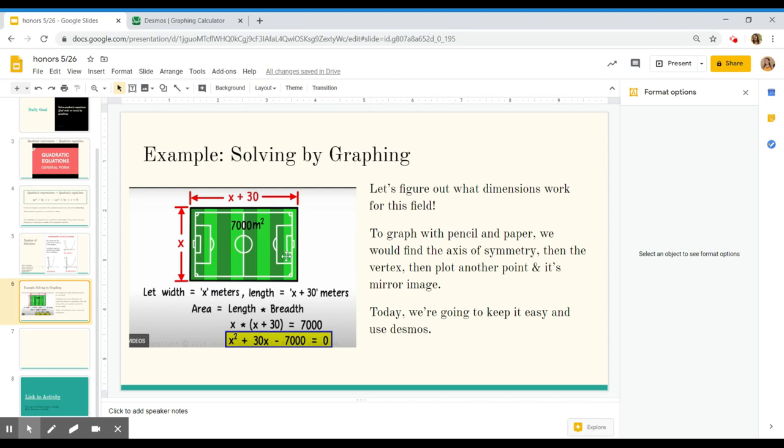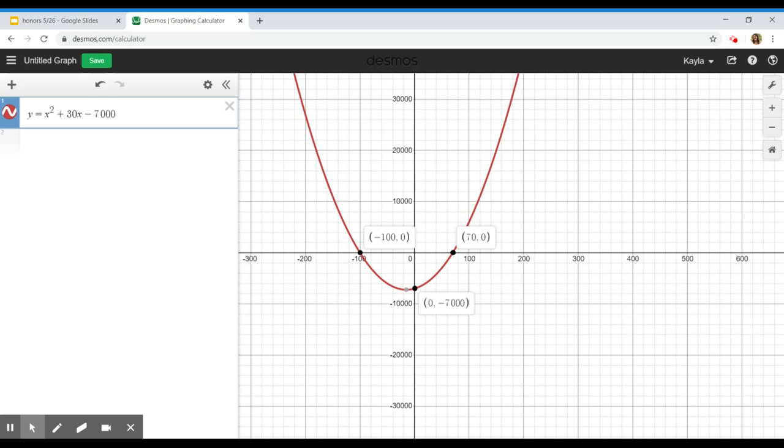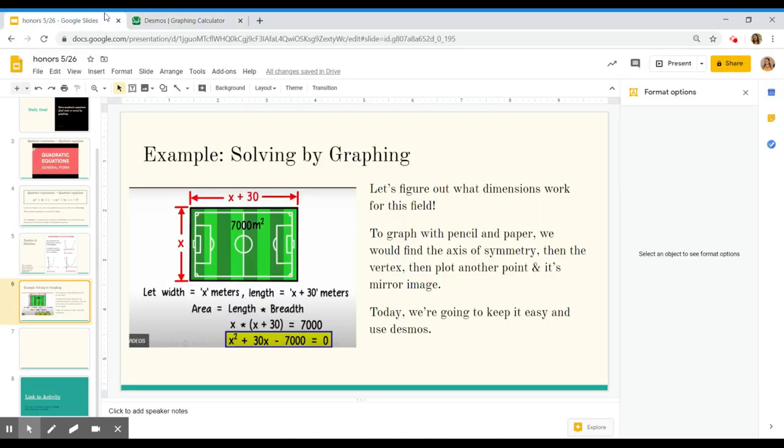In the context of this problem, figuring out what dimensions work for a field, negative doesn't make sense, so I'm going to use 70. 70 and 70 plus 30 is 100. 70 times 100 gets us to that area. So that was a pretty quick solve, especially if we're using Desmos.